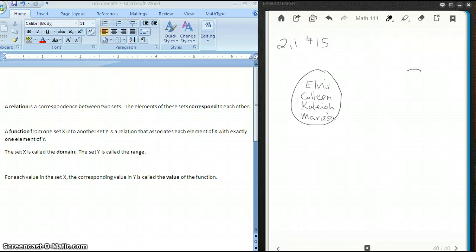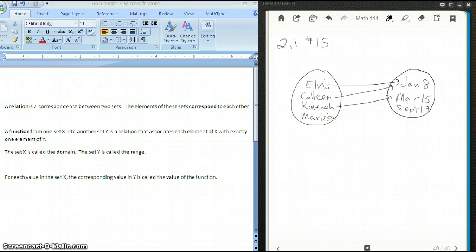Okay, and so that's our first collection, our first set, right? It's a set of names, right? And then on the other side, we have some other information. It looks like some dates. Here, January 8th, March 15th, and September 17th. Okay, and it looks like the relation says that Elvis goes to January 8th, Colleen goes to January 8th, Kaylee goes to March 15th, and Marissa goes to September 17th.